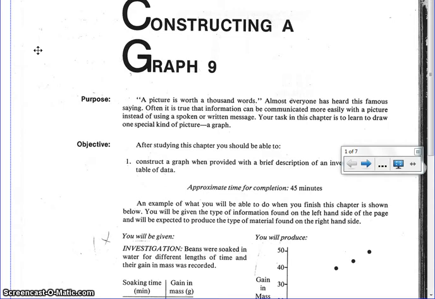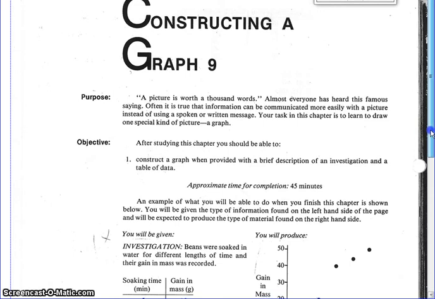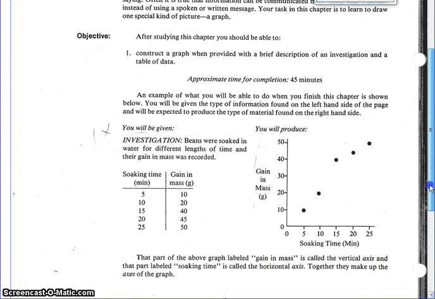So the purpose: a picture is worth 1,000 words. Almost everyone has heard of this famous saying. Often it is true that information can be communicated more easily with a picture instead of using a spoken or written message. Your task in this chapter is to learn to draw one special kind of picture, a graph. So basically, our objective or goal after this chapter is that you'll be able to construct a graph with a brief description of the investigation and a table of data. This says approximately 45 minutes. It'll probably take us about 3 days to get through this all.